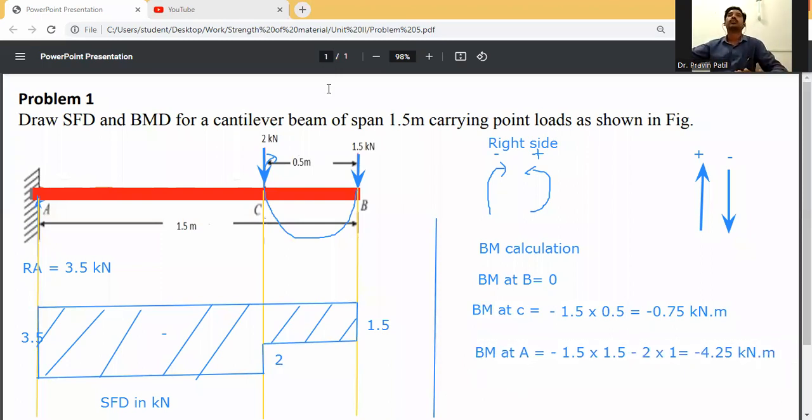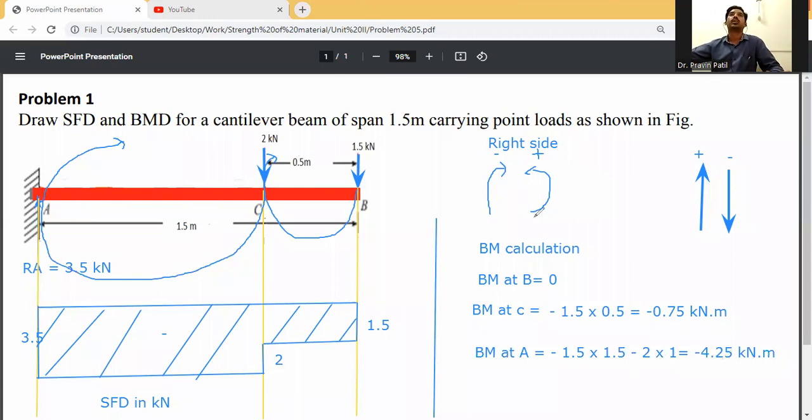So this one is the BM calculation. Why have we taken it as minus? Once again, I will explain this one. About point A, this C is rotating in clockwise direction. Clockwise, we have taken here as negative value. C point is right of A. That's why it will be taken as negative value.